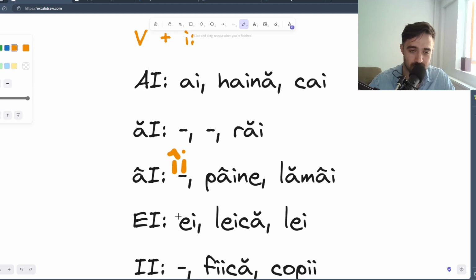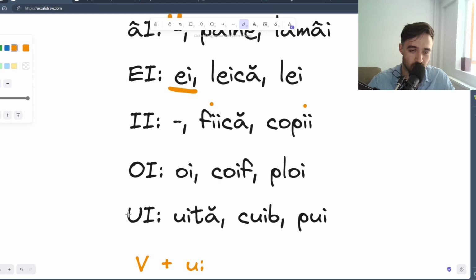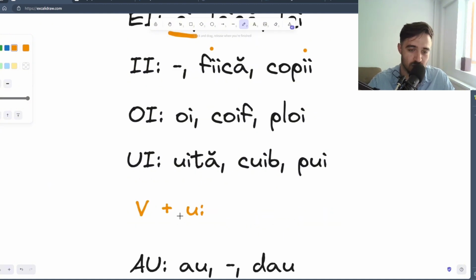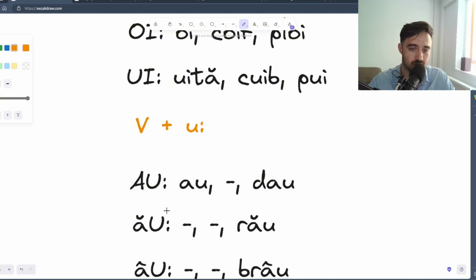Those are normal, just a. But this one, when it begins with e, is a bit more special in Romanian, as you probably know already. Then with double i's, fiică, copii. Emphasis on the first. Oi, you get oi, and coif, and ploi. Then with ui, uită, cuib, pui. Then the second group with the vowel and u: au, nothing in the middle, and dau. O, nothing in the middle and at the beginning, and then ro.